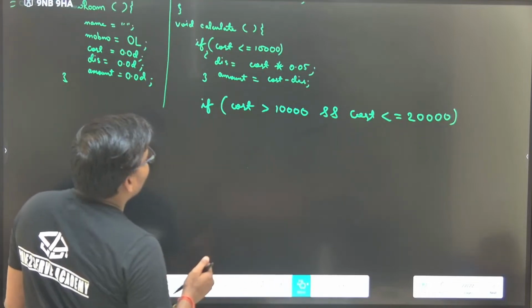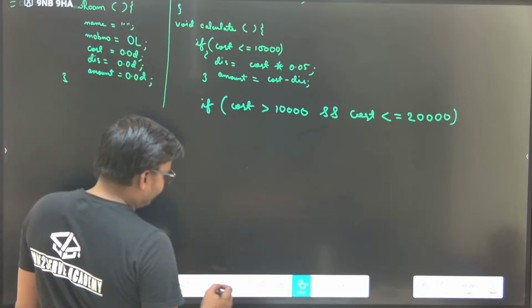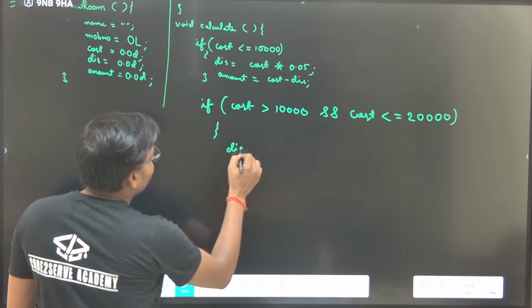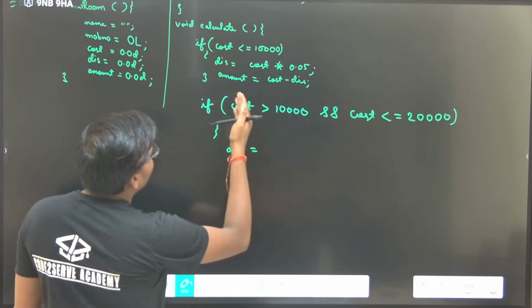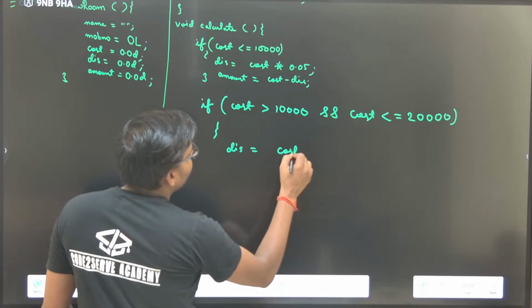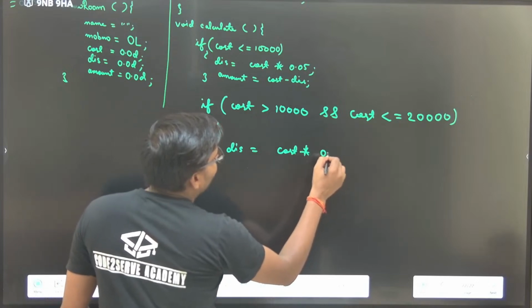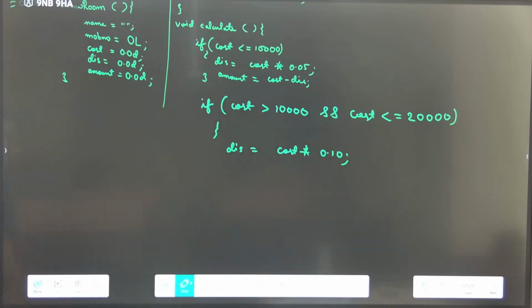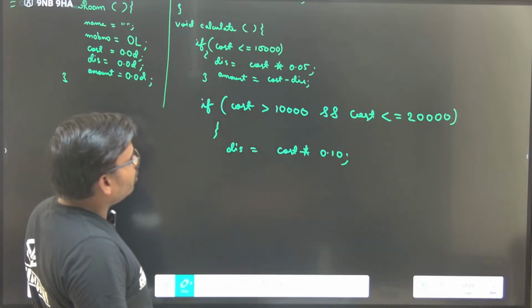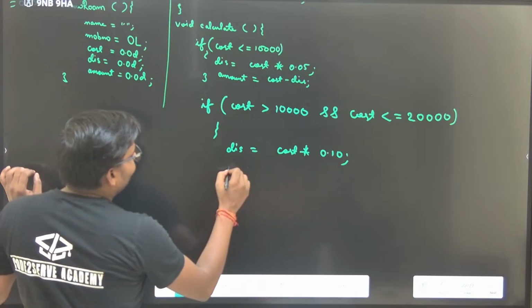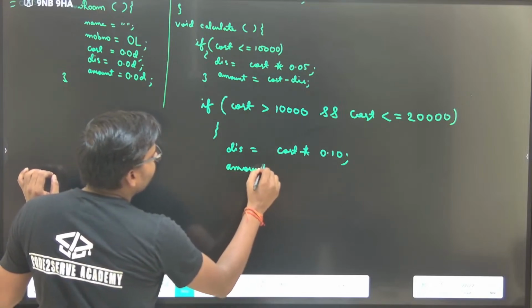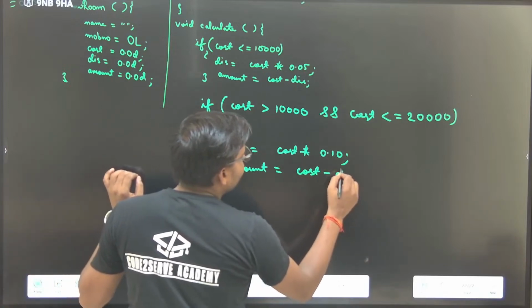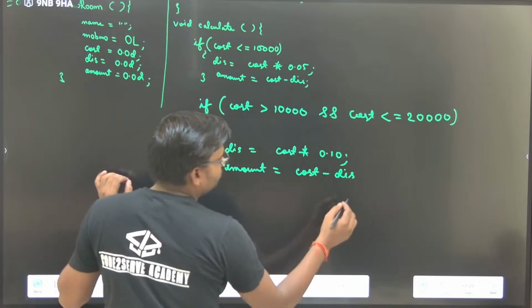So in this case, what is happening? The discount is equal to cost into 0.10. That is 10%. Now the actual amount will be cost minus discount.